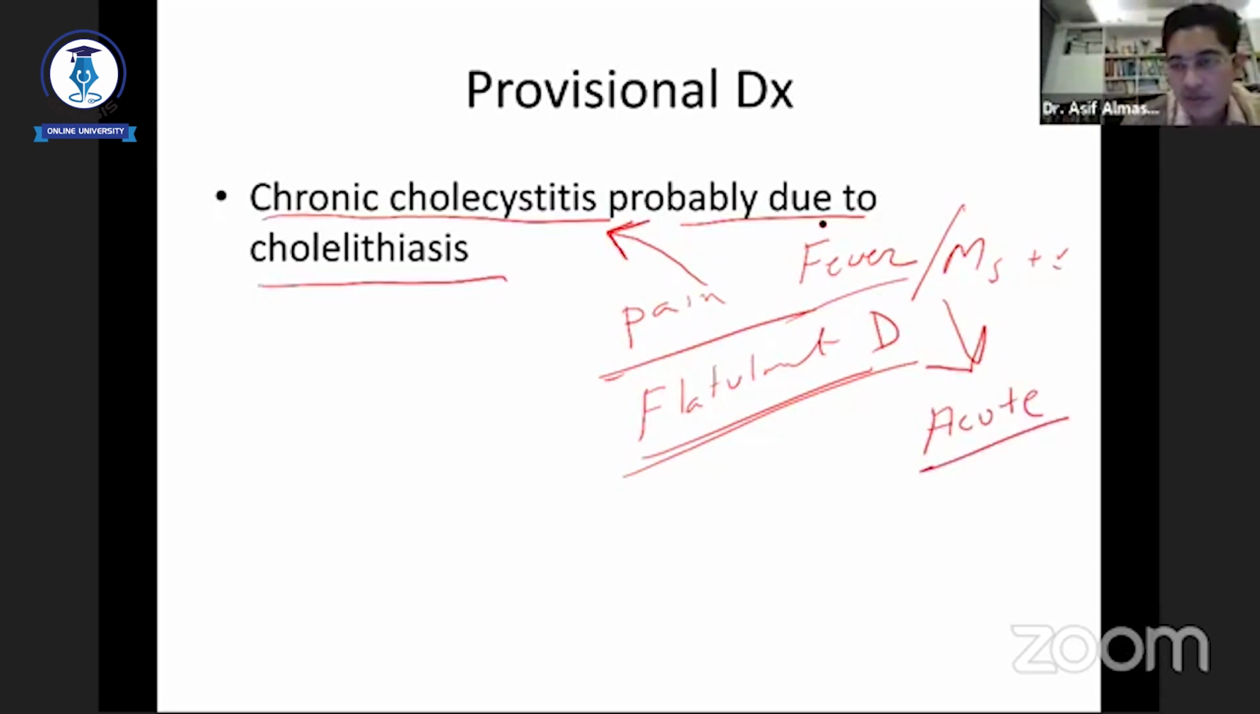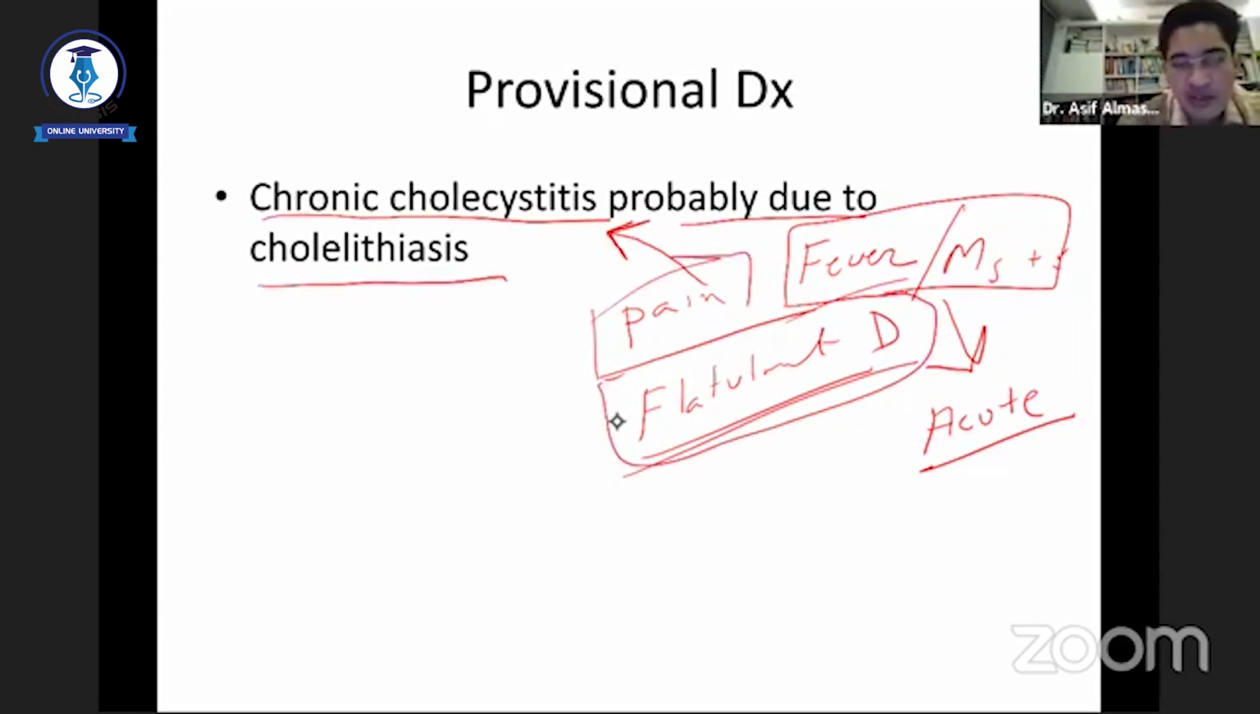But without fever, and with Murphy's sign positive, I don't think it's a good idea to write acute cholecystitis. Then you go for chronic cholecystitis with upper abdominal pain and flatulent dyspepsia. There are enough findings to support chronic cholecystitis.